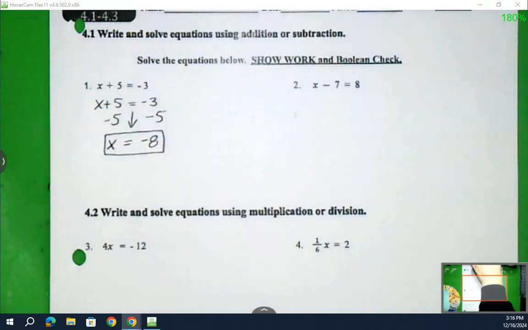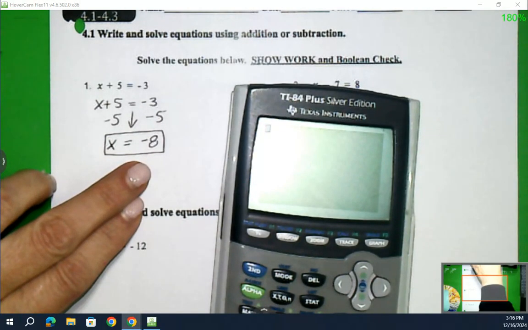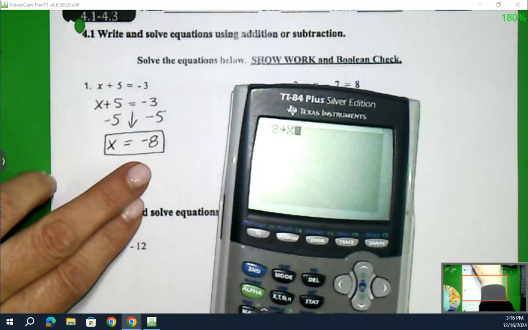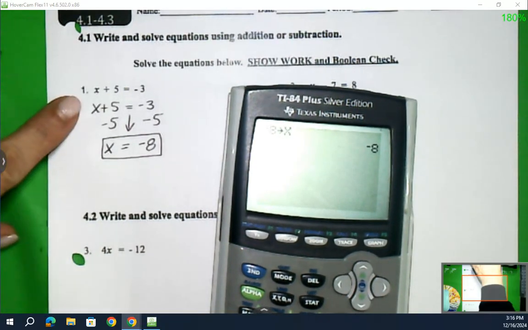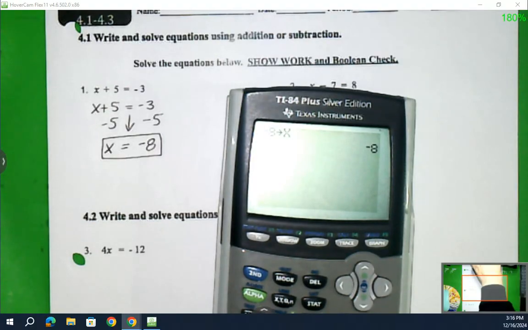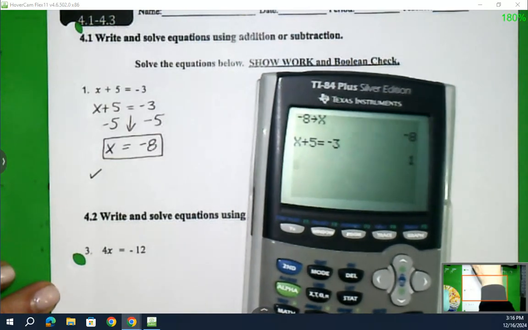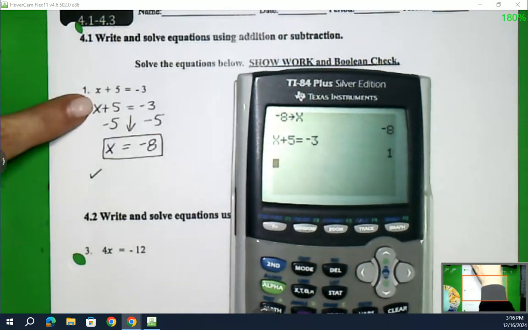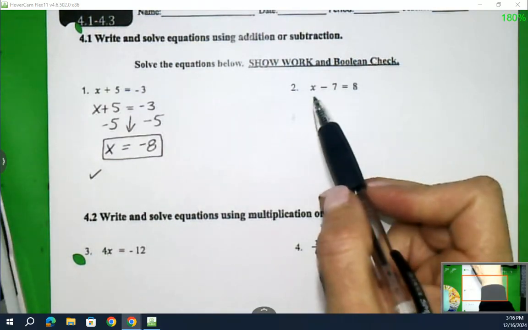Okay, to check that on our calculators, we are going to type in our negative 8, store it in for x, enter, and then we're going to type in the original equation. So we have x plus 5, and then for the equal sign, it's second math, enter, negative 3. If we are correct, we should get a 1. And we are correct. So that's how we're going to check our own answers, to see if the solution fits the math problem.